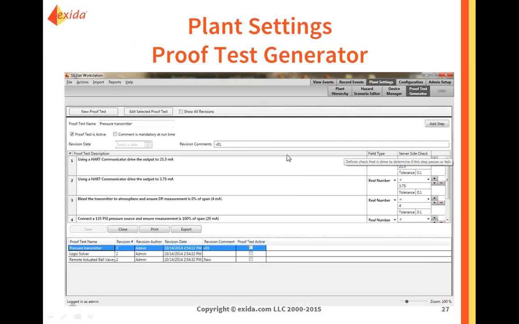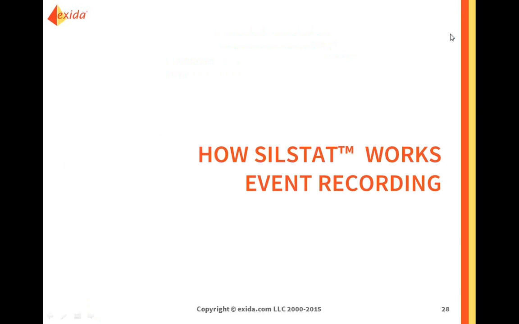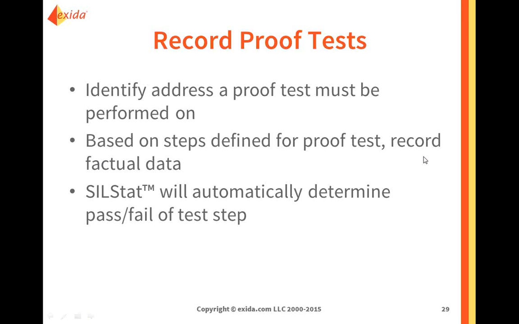Use a HART communicator to drive the output to 21.5, and you expect 21.5 with a certain tolerance. Then HART communicator to 3.75, you expect 3.75 with a certain tolerance, and so on. And then when you record the proof test, you record the actual data, the tool will automatically determine if you pass or fail. And that's what we're going to look at now. So there's some setup, some configuration items, but then once that is done, we can actually start recording events. So here's your proof test. You identify the address that the proof test must be performed on, and then the steps will show up, and you'll have the ability to record factual data.